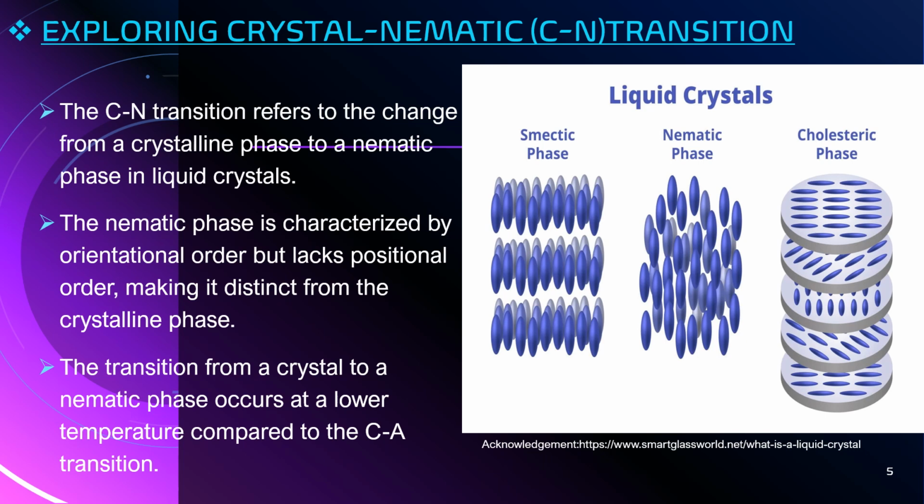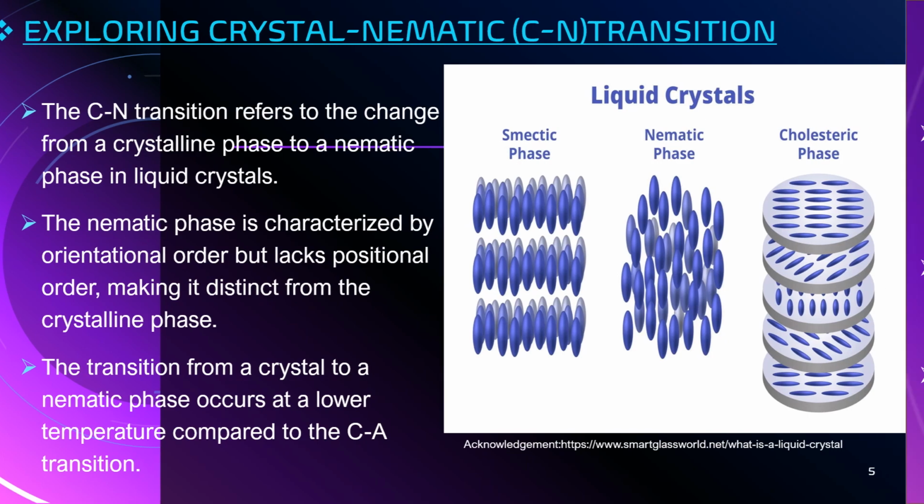During the Cn transition, the helical structure of the cholesteric phase unravels and the molecules align themselves in a more random and disordered manner, similar to the nematic phase. In the nematic phase, the molecules are oriented along a particular direction, but they lack the layered structure and helical twisting of the cholesteric phase. The Cn transition can be induced by factors such as temperature, pressure, or the presence of certain substances. Understanding and controlling this phase transition is important for liquid crystal-based technologies, including displays and optical devices.